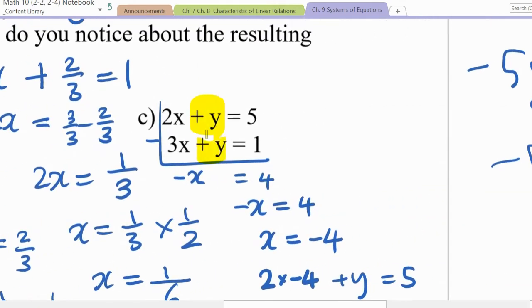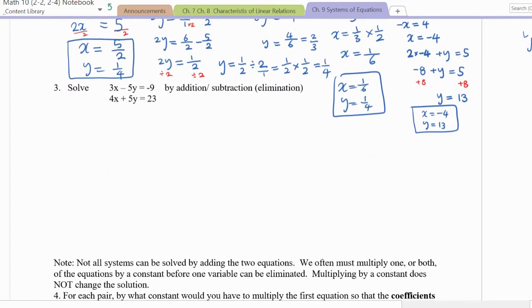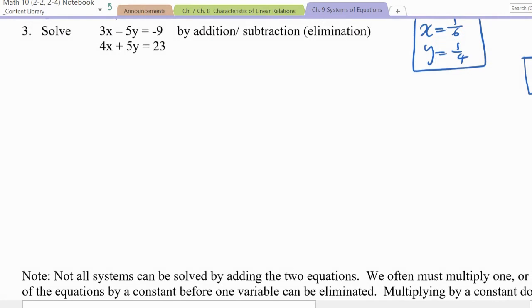If you subtract, you are able to remove the y variables and you only have the x term here. You can find the x value and then you will be able to find the y value. Okay, let's move on to the next question.